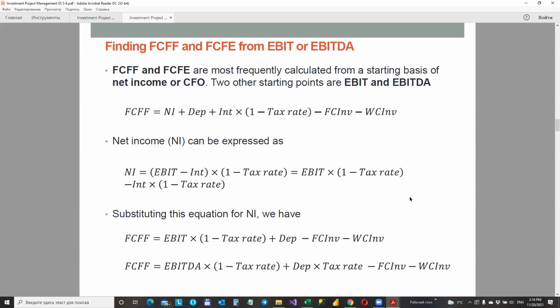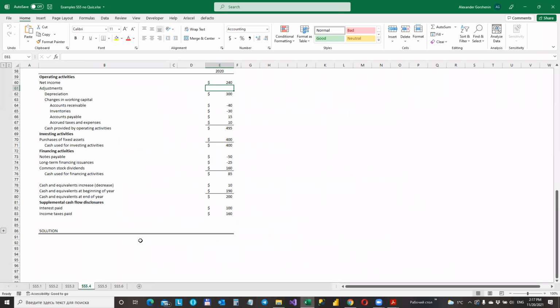You can just have a calculation starting from free cash flow to the firm and have free cash flow to the equity equals free cash flow to the firm minus interest expense multiplied by 1 minus tax rate, and adding net borrowing. But let us again move to the practical side of all these formulas and go to the example.